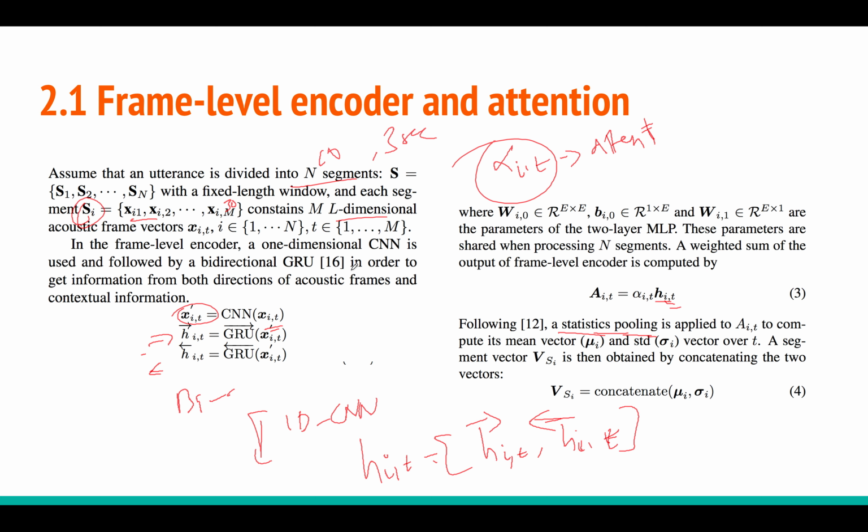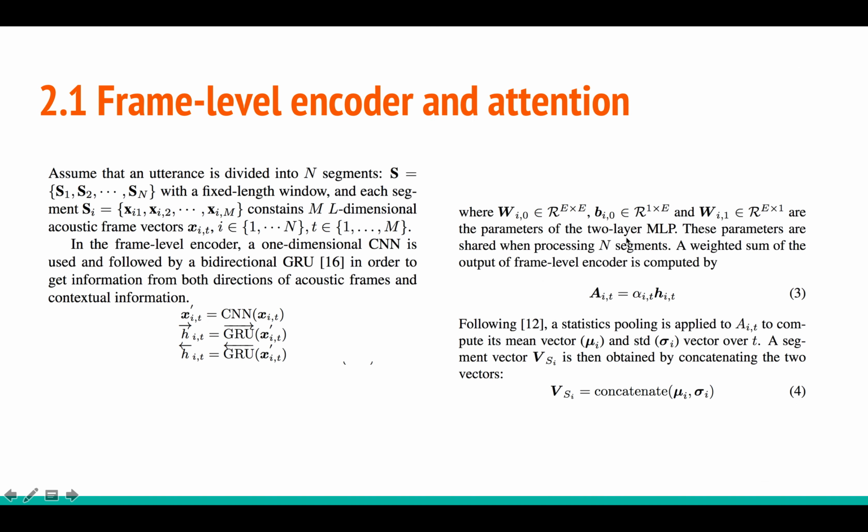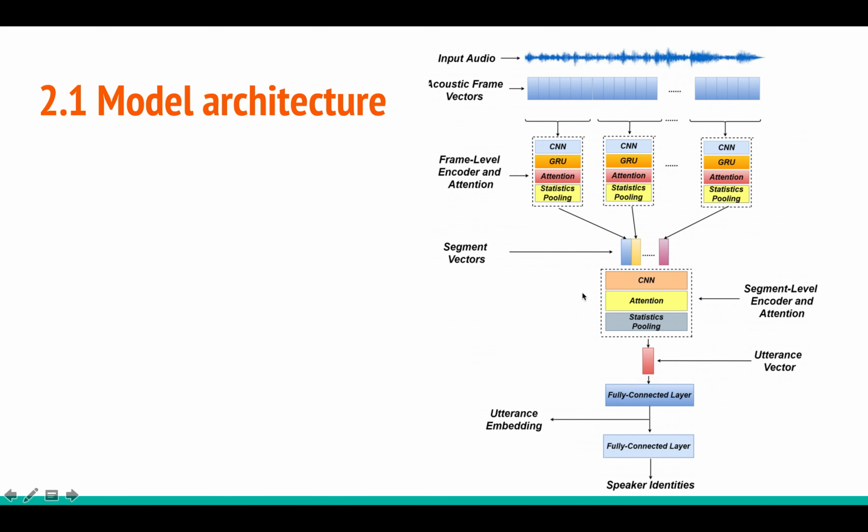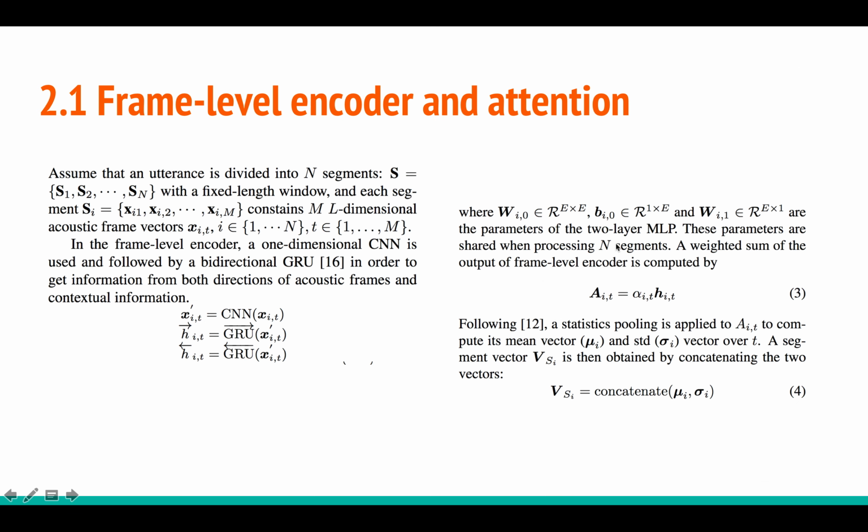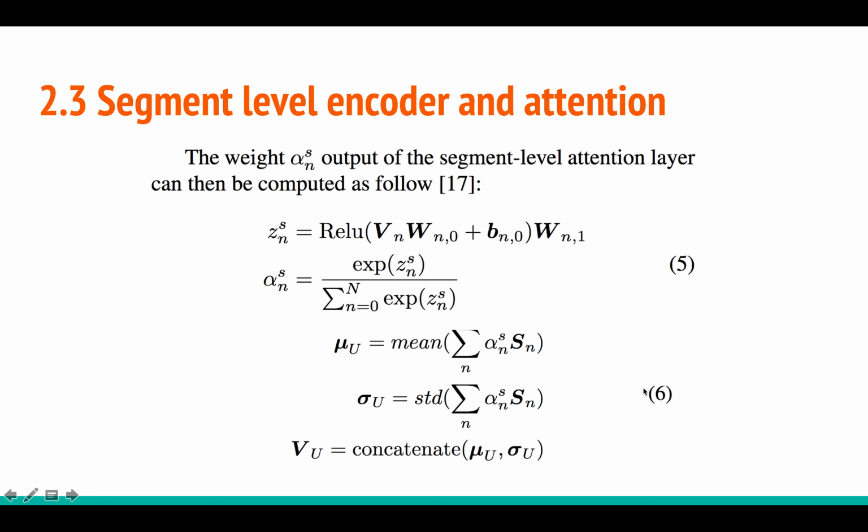The statistic pooling layer, if you have a sequence of frames like this, computes the mean vector and the standard deviation vector, and then concatenates both of them, and you get the frame level feature vector, which I showed here. This one vector, right? So that is about the attention and frame level encoder. And if you look at the segment level encoder, it's the same thing.